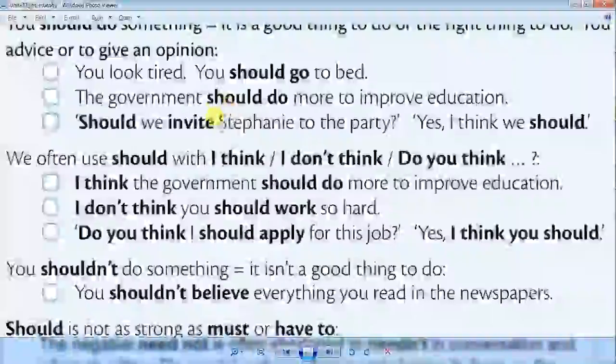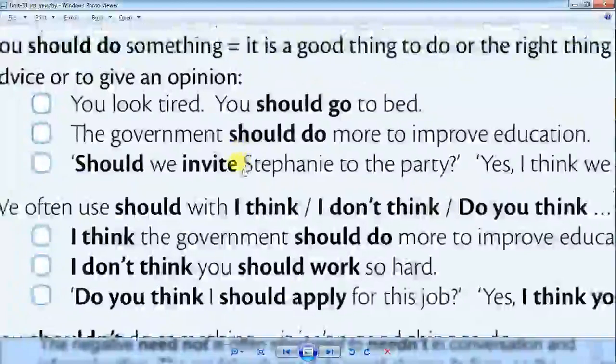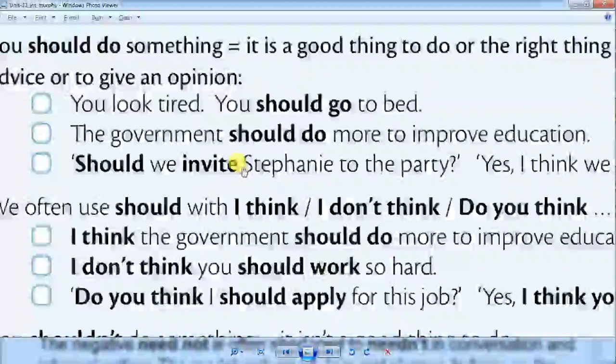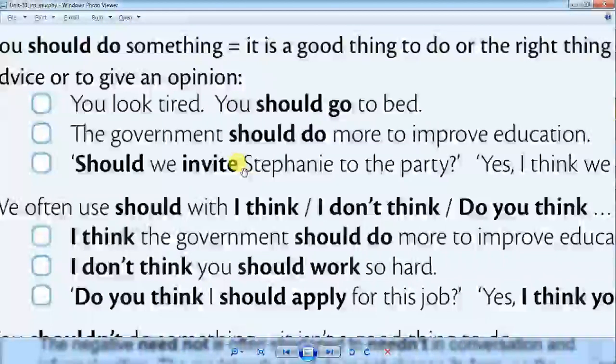Okay, should means that when we give advice. Advice? Maslahat. When we give advice, we use should. For example, you look tired. What's tired? You look tired. You should go to bed. You should go to bed.